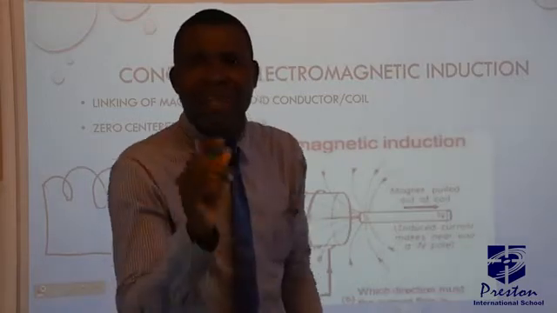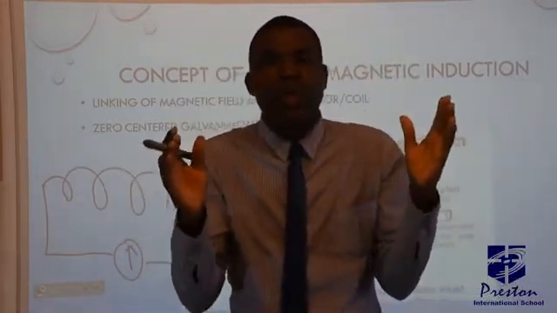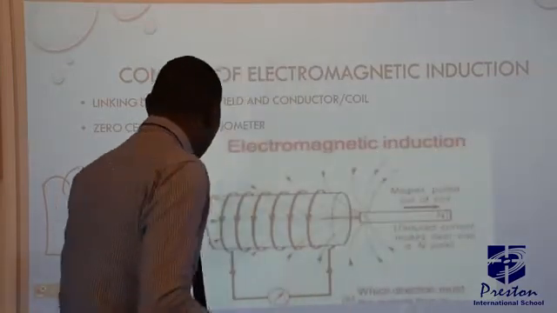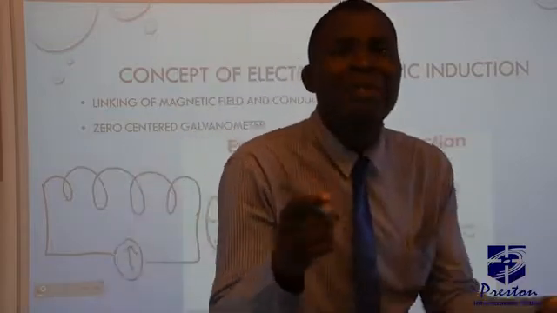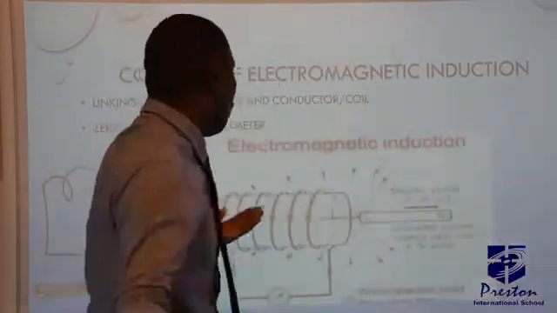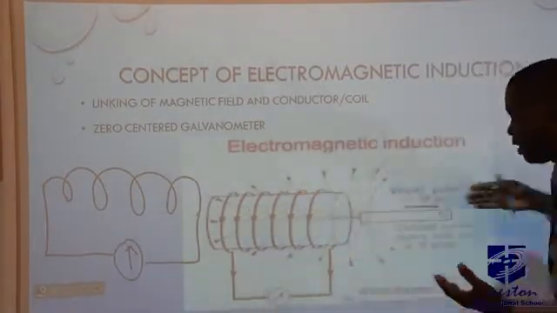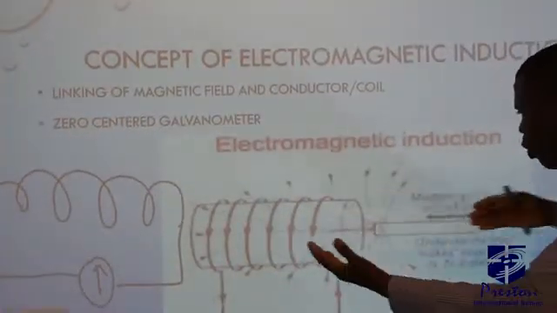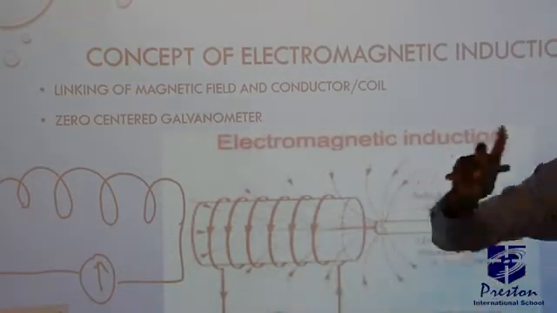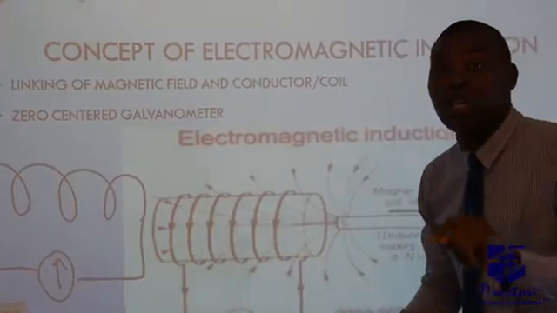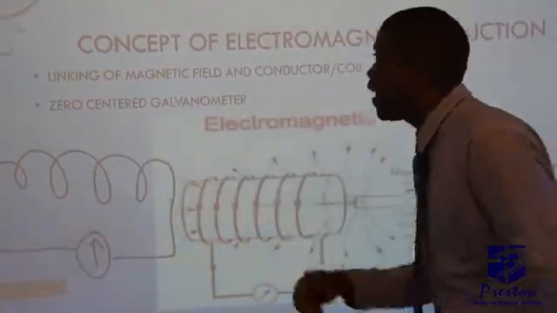We observe that if the magnet is stationary and the coil is stationary, though they are close to each other, this zero-center galvanometer will be stationary, will not move. But anytime the magnet moves relative to the coil, look at this magnet here, south pole, north pole, and we move the magnet like that, we notice that this galvanometer will deflect, showing that current has been induced or voltage has been induced inside the coil.